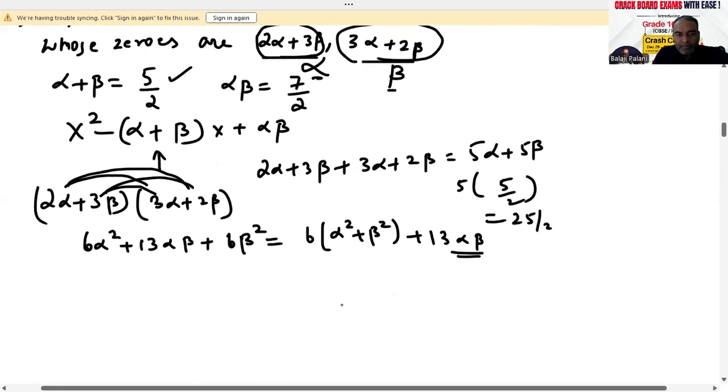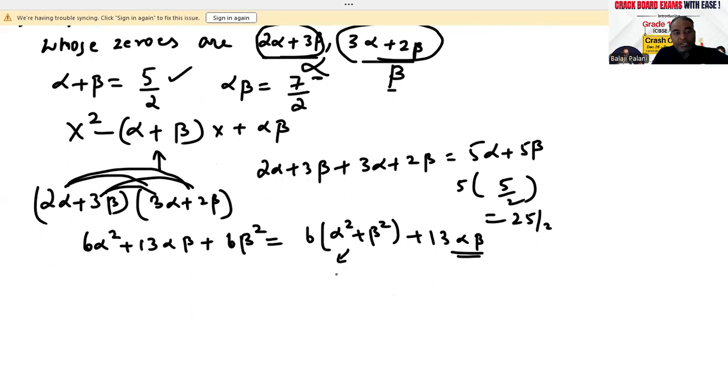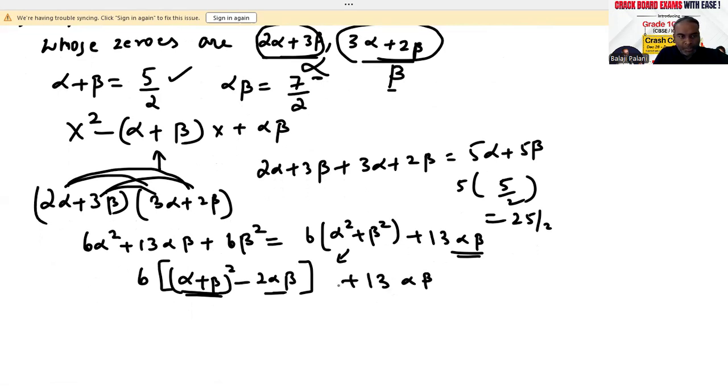But what about this alpha square plus beta square? Or let's call it a square plus b square. This is a special root identity. Alpha square plus beta square is alpha plus beta whole square minus 2 alpha beta, derived from a plus b whole square. So we will use that here. Again, we have sum square minus 2 product. So alpha square plus beta square, I'm replacing like this. And I have the 13 alpha beta untouched here. So let's substitute the values here.